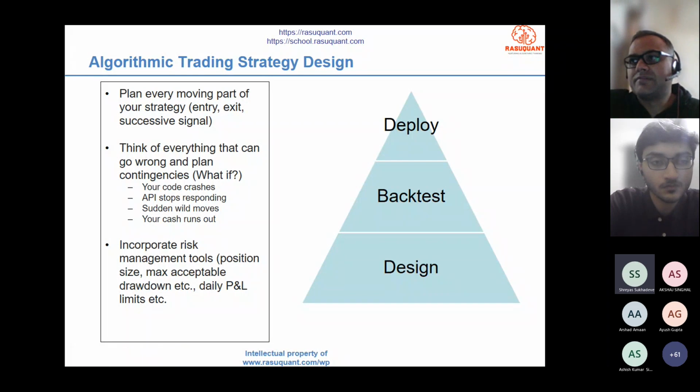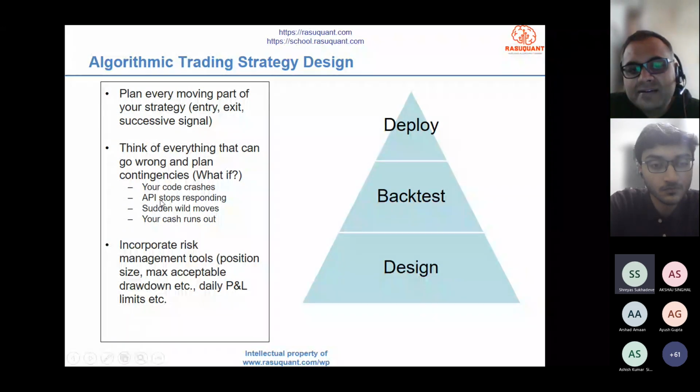What will happen? So for example, if you just bought 50,000 rupees worth of a stock and your code crashes, what would happen? You have a long position. Now the algorithm has crashed. What would you do? So think about that. What's the contingency? Are you going to manually go and close out the position, or do you have a backup code that is running that will help you close the positions, etc.?